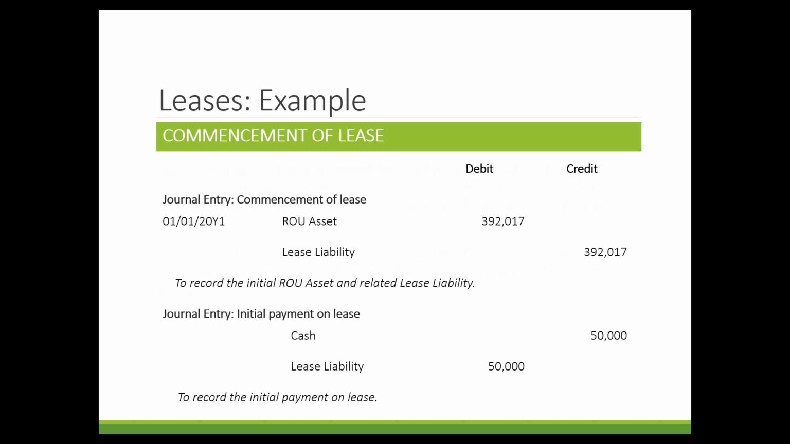Looking at the journal entry at the commencement of the lease, you will debit the ROU asset and credit the lease liability for the amount of $392,017. You will then record the initial payment of the lease by debiting your lease liability of $50,000 and crediting cash.